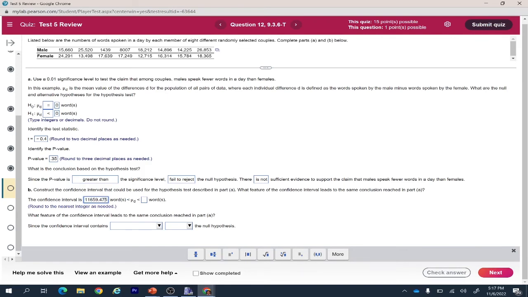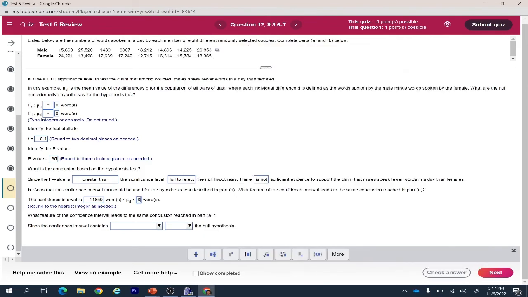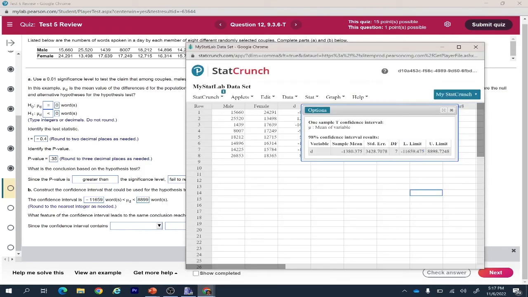Remember that should be negative. And here it says round to the nearest integer as needed, so the nearest integer is 59. And for the upper one, it's 8899. One more time, if you round it to the nearest integer, it would be 8899.